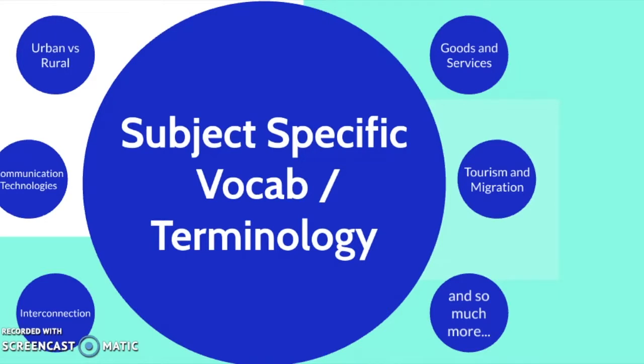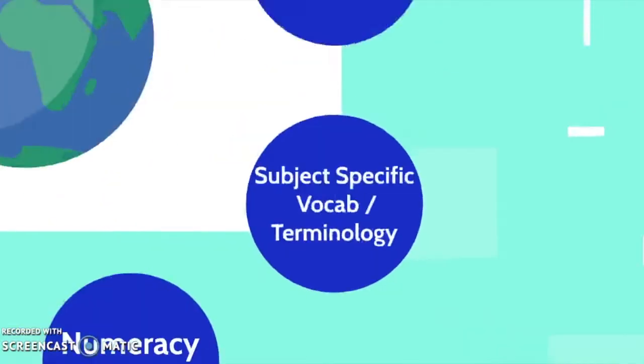In this topic, there will be a specific set of vocab and terminology that the students will need to know. This is just a couple that have been taken from a Year 9 textbook. So one of them being urban and rural, another being communication technologies, interconnection, goods and services, tourism, migration, and so much more. These are just sort of the words and terminology you want your students to apply to assessments and questions and be able to repetitively use fluently and consistently to show they have an understanding of the topic.